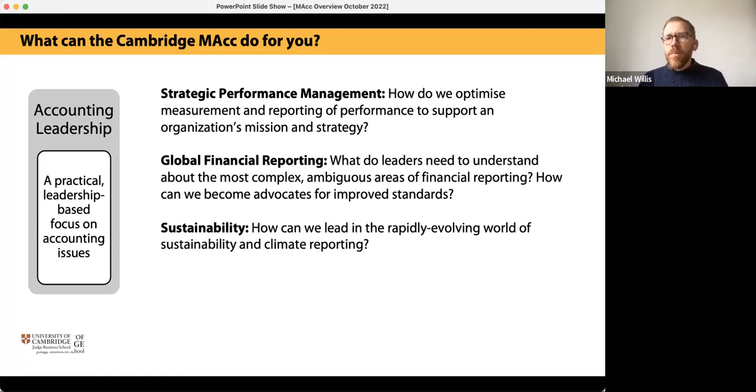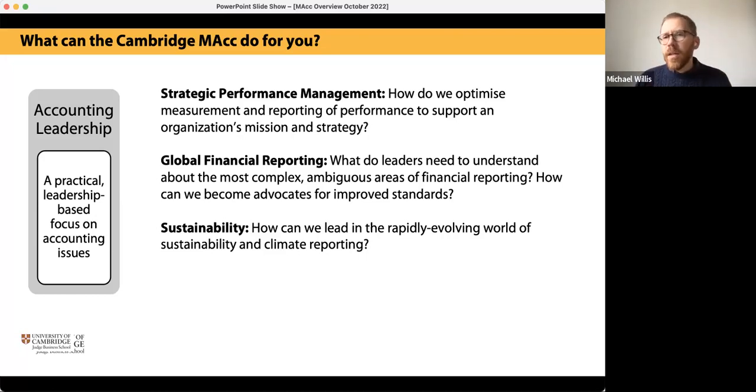In our global financial reporting module, we talk about the most ambiguous, complex areas of financial reporting and what do leaders need to understand? What do CFOs need to understand? What do board audit committee chairs need to understand? Controllers need to understand about financial reporting. And then how can we move into a space of being advocates for improved financial reporting standards?